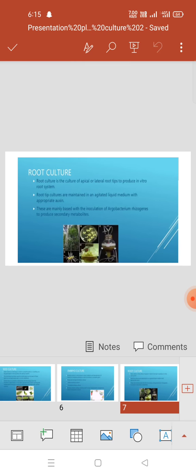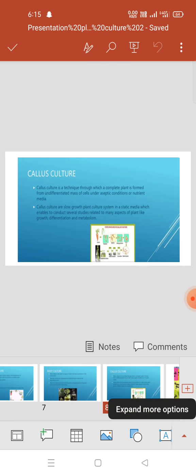Next type, root culture. Root culture is the culture of apical or lateral root tips to produce an in vitro root system. Root tip cultures are maintained in an agitated liquid medium with appropriate oxygen. These are mainly based on inoculation with Agrobacterium rhizogenes to produce secondary metabolites.